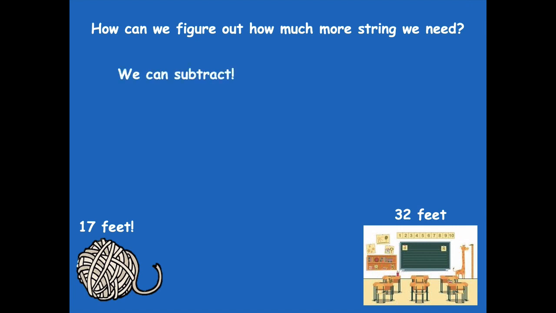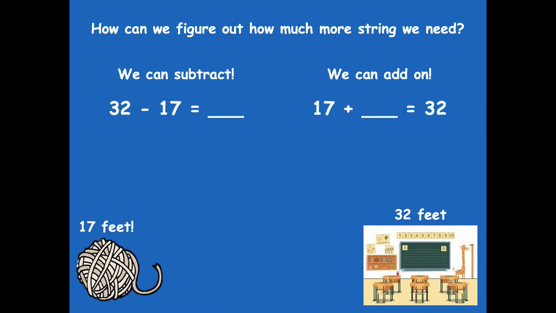Yeah, oh, we could subtract, right? We could take the length of our wall and subtract how much feet we have right now. So 32 minus 17, to get our unknown, which is how much string we need. Oh, or we could add. So we could do 17 plus our unknown amount of string equals 32 feet. Pretty cool. So we have two different ways that we could solve this problem.